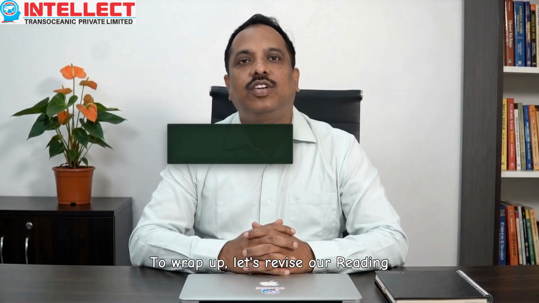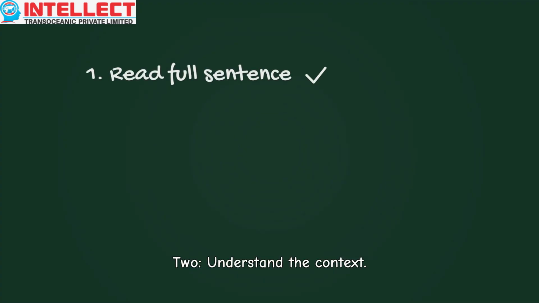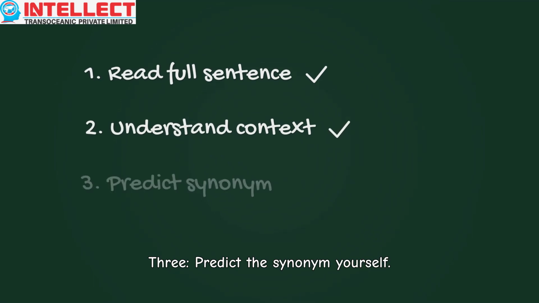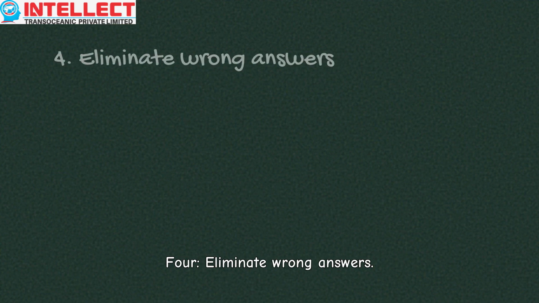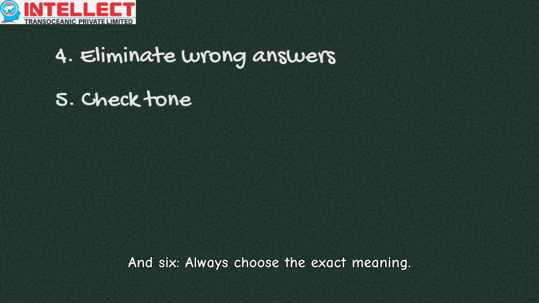To wrap up, let's revise our Reading Part 1A master strategy one more time. 1. Read the full sentence. 2. Understand the context. 3. Predict the synonym yourself. 4. Eliminate wrong answers. 5. Check the tone. And 6. Always choose the exact meaning.